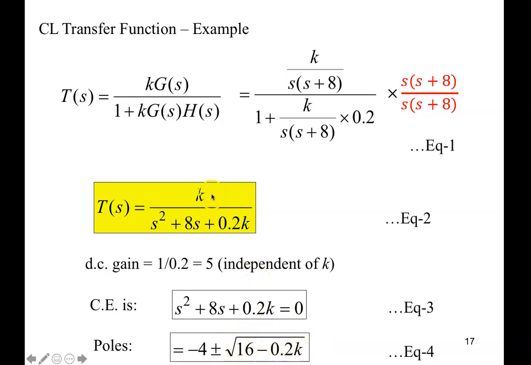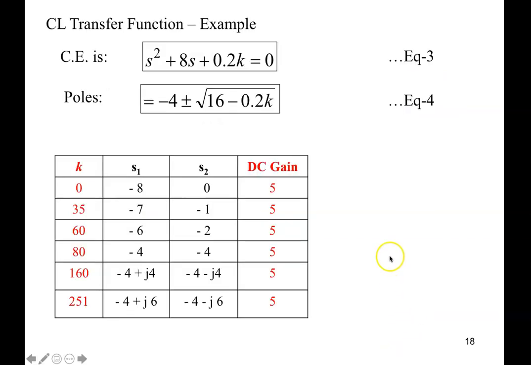There are no zeros because we can't find any s value to make the numerator 0. Okay, so for the closed loop system here, there are no zeros. Like the open loop in this case as well, there are no zeros. So that gives us equation number 4. So if I copy equation number 4 over, this will give me the poles.